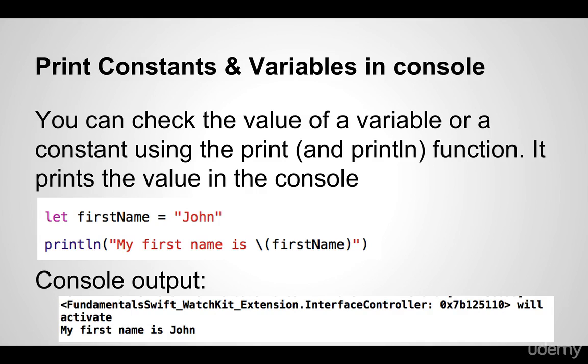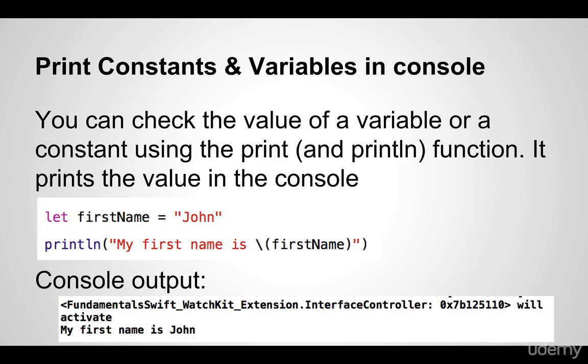So now let's say you want to print those variables and those constants in the console. Now, if some of you don't know what I mean by console, you probably want to check the Xcode lectures, okay? But don't worry about it if you have not seen those lectures yet. You can still understand what the console is, which is basically a log, okay? You can check the values of a variable or a constant using the print or println for print line function. Okay, it prints the value in the console or in the log.